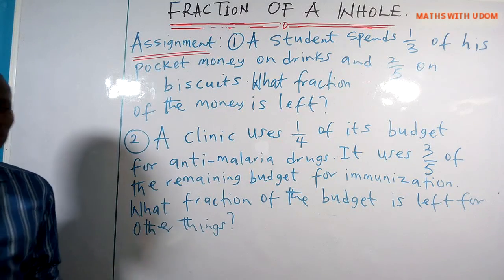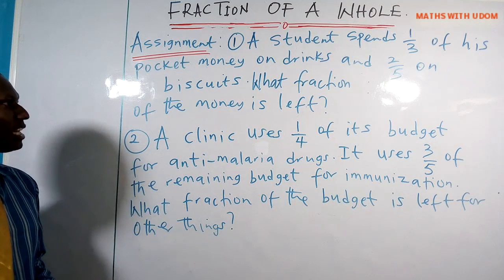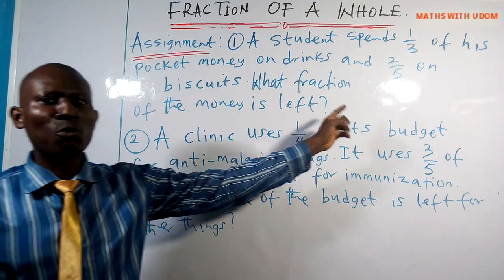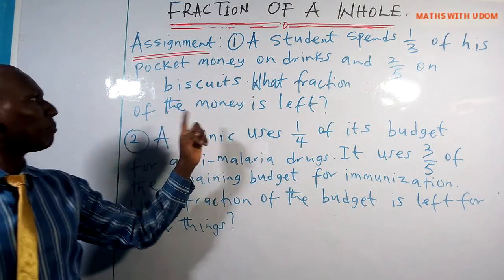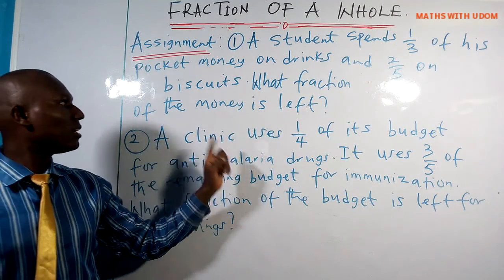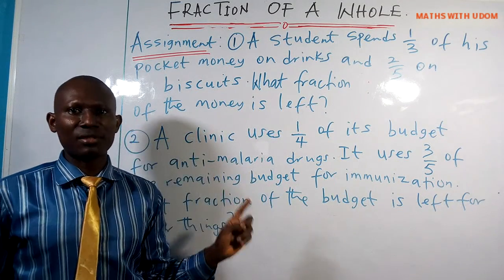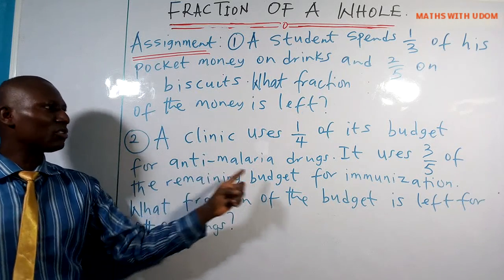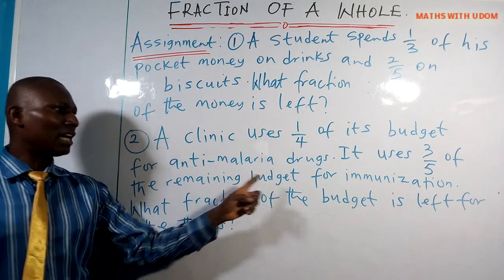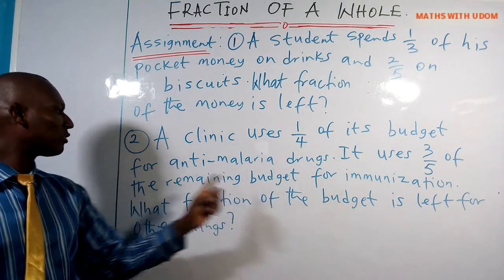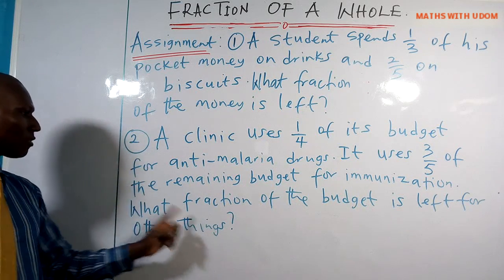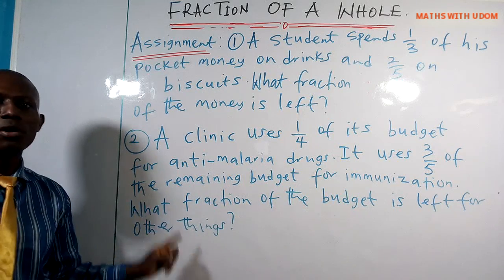Okay, so these are your assignments, assignment 1 and assignment 2. Assignment 1, a student spent 1/3 of his pocket money on drinks and 2/5 on biscuits. What fraction of the money is left? Then number 2, a clinic uses 1/4 of its budget on anti-malaria drug and it uses 3/5 of the remaining budget for immunization. What fraction of the budget is left for other things?